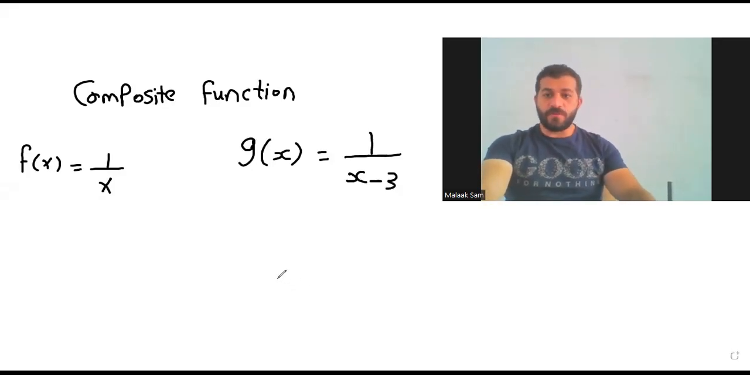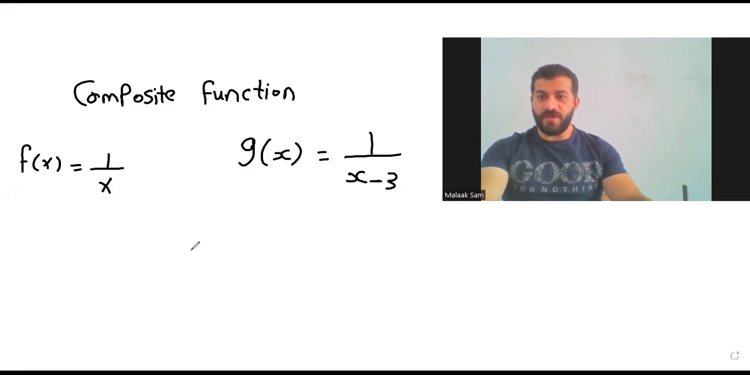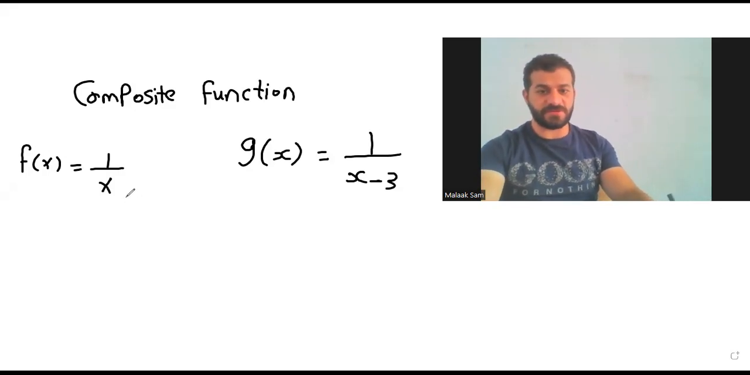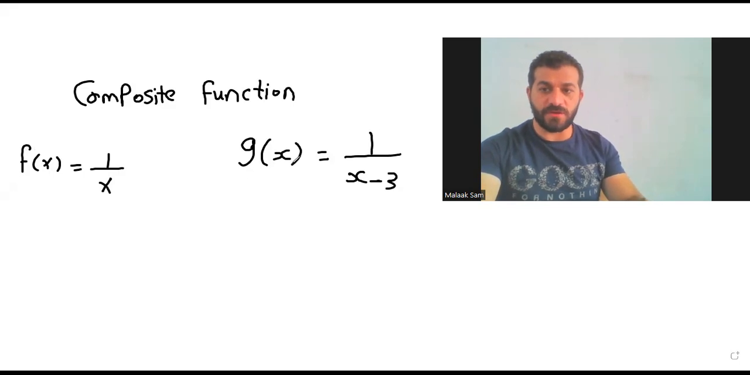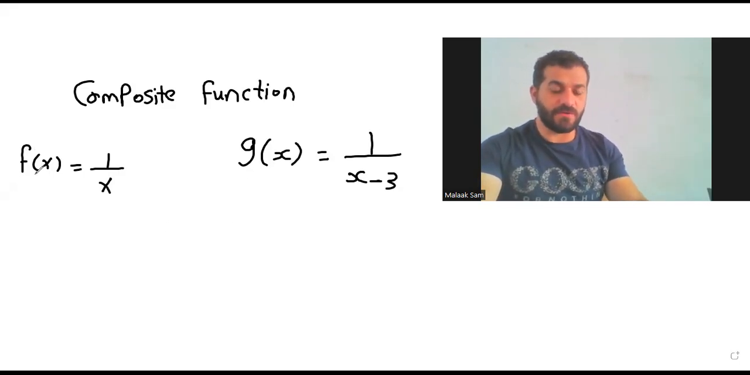In this video, I'm going to be looking at the domain of composite functions. And I'm going to start off with these two functions, f of x equals 1 over x and g of x equals 1 over x minus 3. What if I ask you about the domain of f of x? And what is the meaning of the domain again?